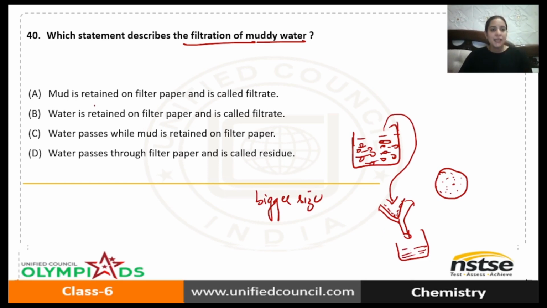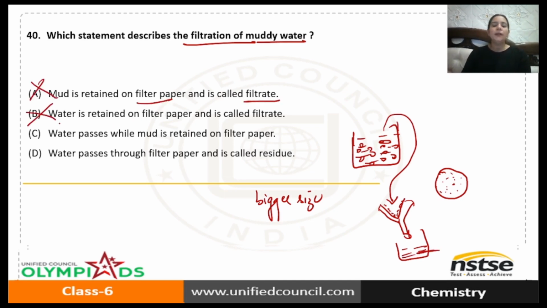So option A says that mud is retained on filter paper. Yes, it will be retained, correct, and is called filtrate. No, we don't call it filtrate, because filtrate is something that we are getting into a beaker which passes through filter paper. Water is retained on the filter paper.